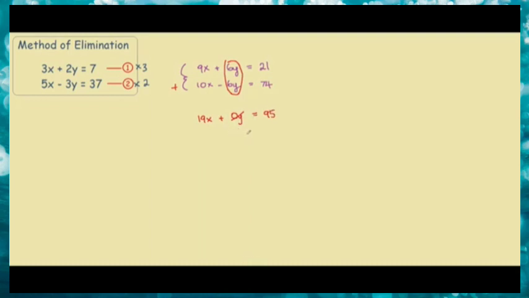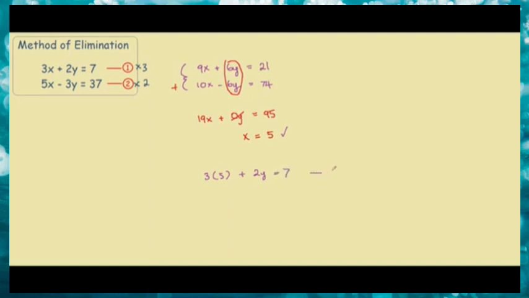From this we are going to simplify and find the value of x. 95 divided by 19, that is 5 is the answer. x is equal to 5. Now use this value of x. Here we are choosing the first equation. Put the value of x there. We can get the value of y.